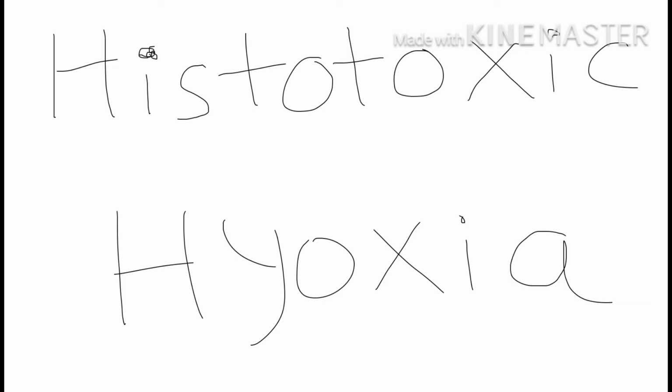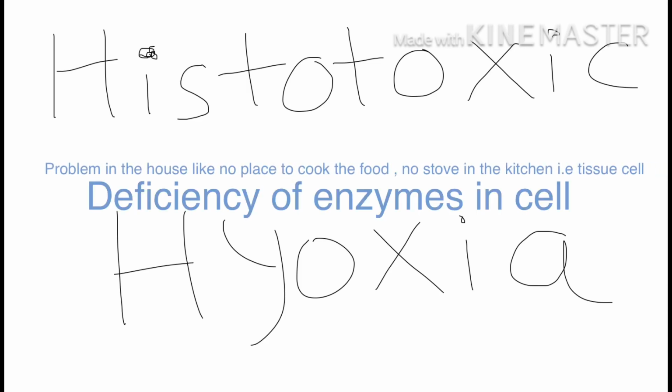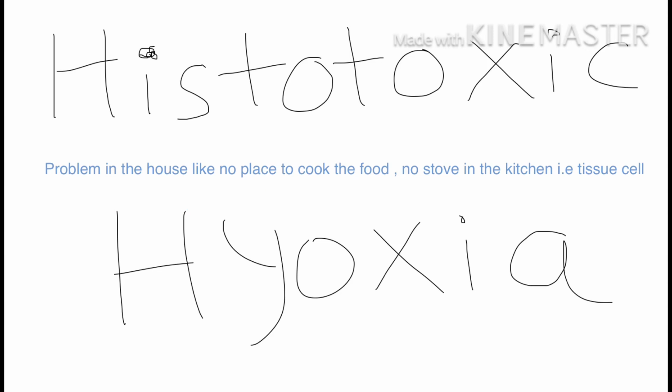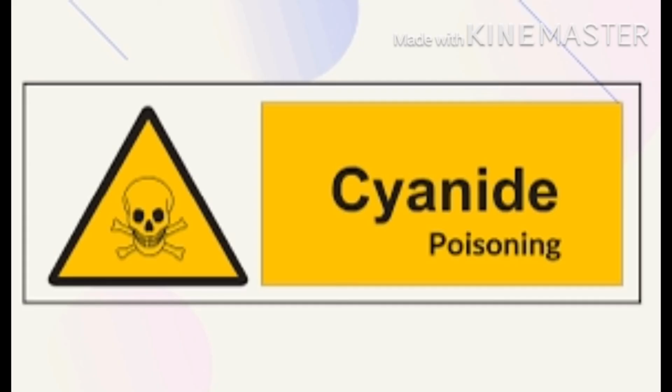The last type of hypoxia, histotoxic hypoxia. In this type of hypoxia, the main problem is in your home, like there is no stove to cook the food. For example, when you have any enzyme deficiency in your cells, you cannot utilize the oxygen and that leads to hypoxia. Cyanide poisoning is the example.